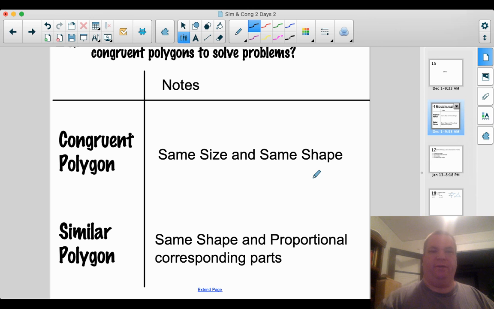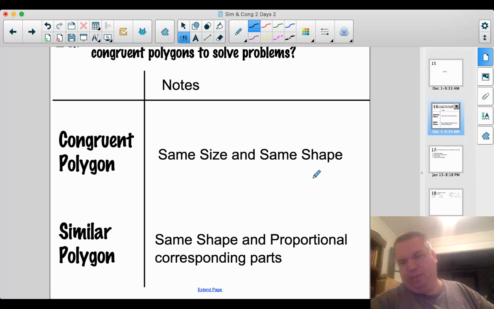So, quick reminder, we talked about congruent polygons and similar polygons. Congruent polygons are the same size and same shape. They're identical. So if you know a measurement on one, you know its corresponding measurement on the other figure is the same thing, whether it's an angle or a side. Similar polygons have the same shape, but different sizes. One's bigger, one's smaller, but their sides are going to be proportional. So for any corresponding side, we can use proportions to figure out what it is.